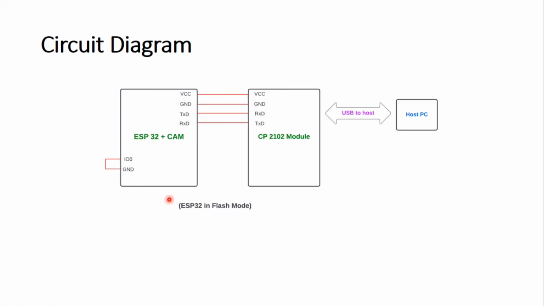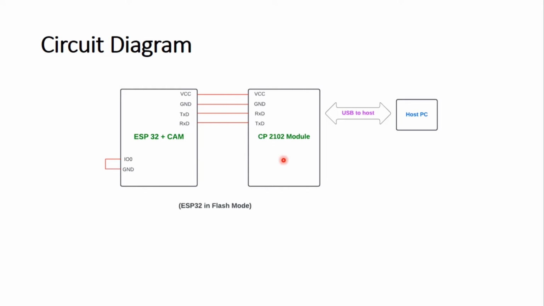Let us see the circuit diagram of our hardware. In our hardware, we have these two important modules, the CAM and the CP2102 module. Since this ESP32 doesn't have an on-chip USB, we have to program it through UART only. So the host PC must be connected to this ESP32-CAM through this CP2102 module, which is a USB to UART converter.